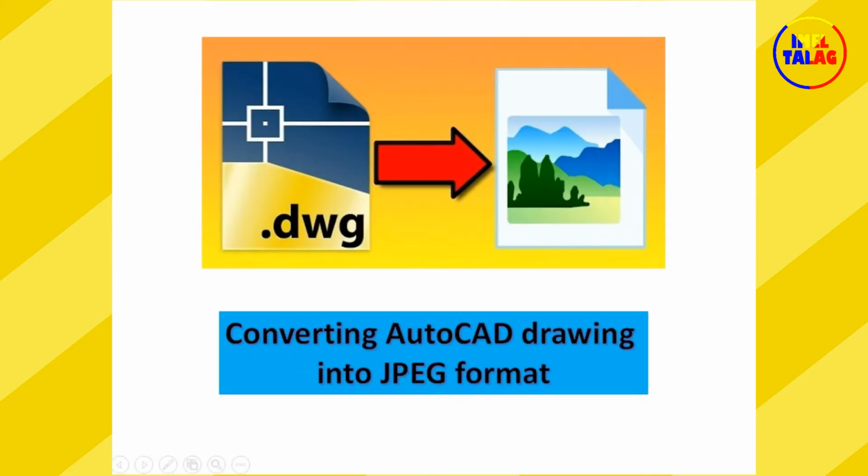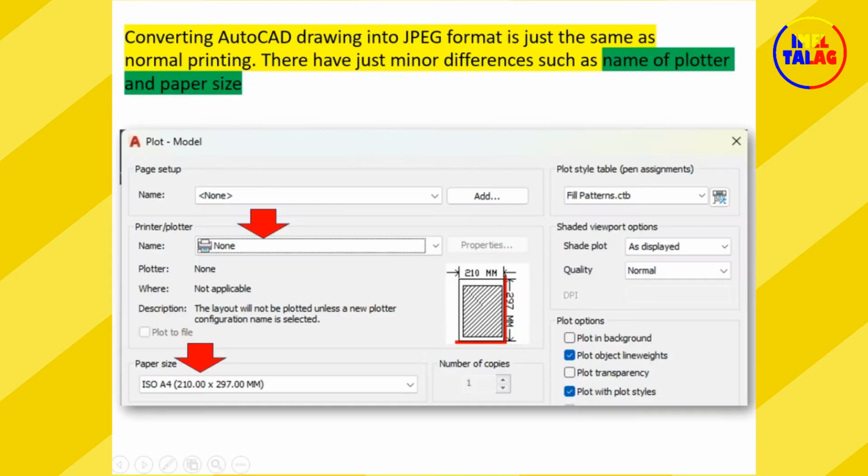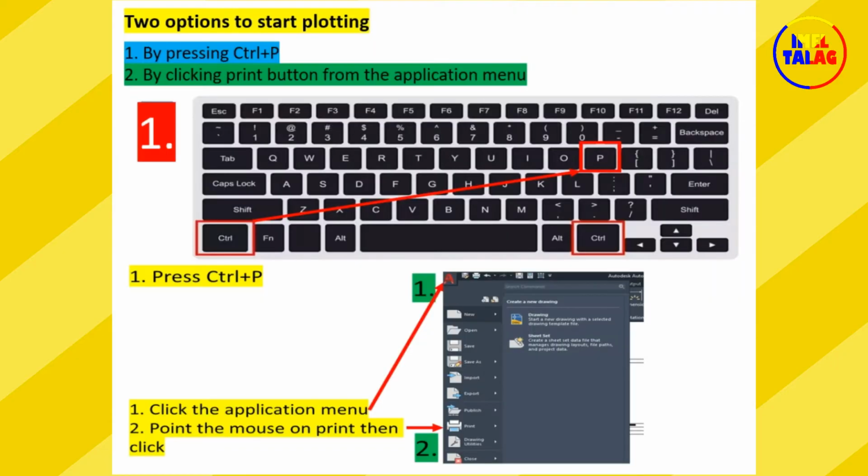Converting AutoCAD drawing into JPEG format. Converting AutoCAD drawing into JPEG format is just the same as normal printing. There are just minor differences such as the name of the plotter and paper size.